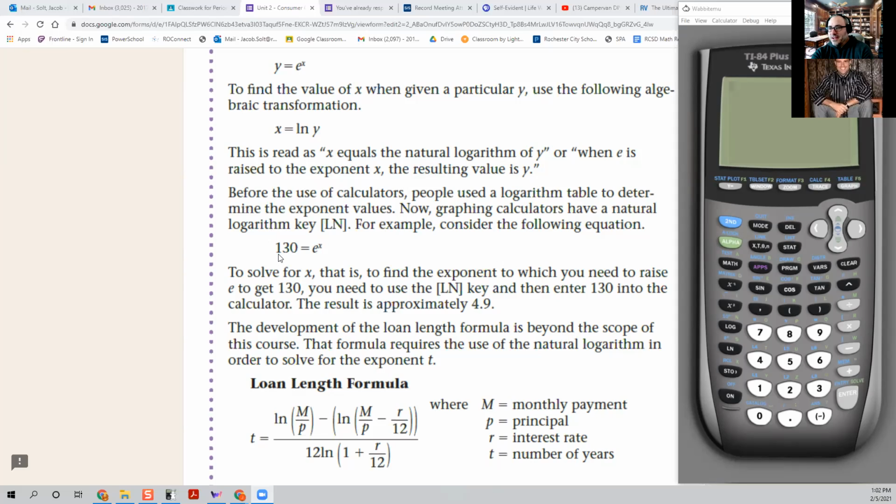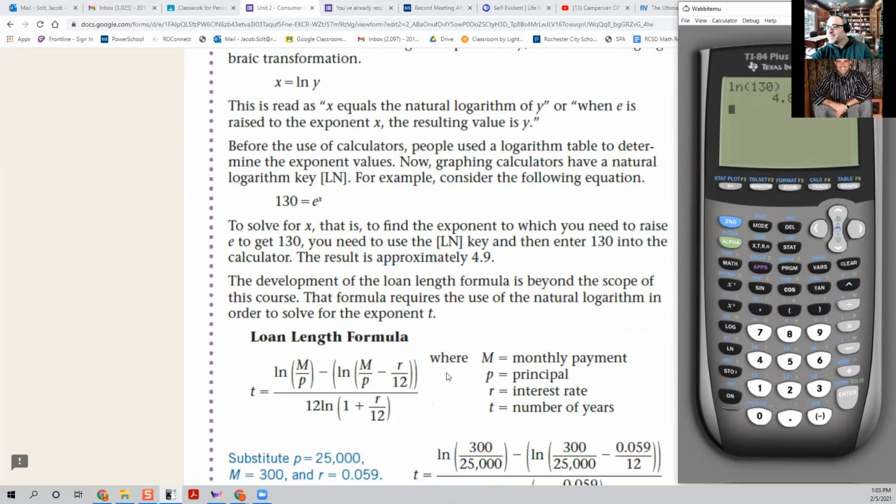All right. So if we wanted to find out, for instance, 130 equals e to the x power, we can press ln. Oops, my calculator died. There it goes. ln is the natural logarithm of 130. What is the natural logarithm of 130? Oh, look at that. It's 4.8675, yada, yada, approximately 4.9 if we round to the nearest tenth. So we can just find the natural log of any number using our calculator.